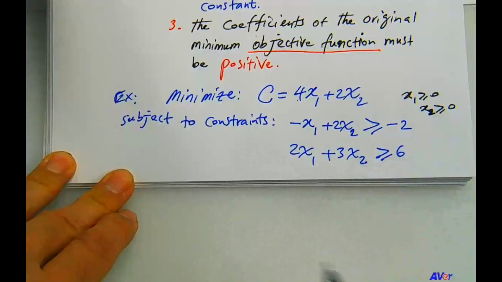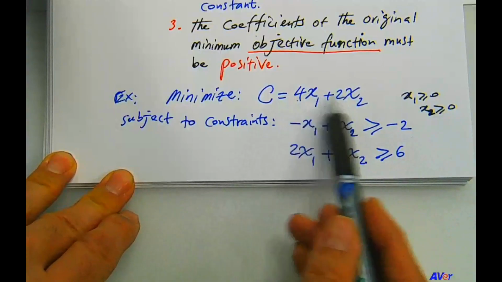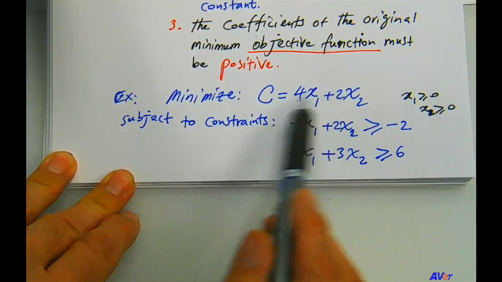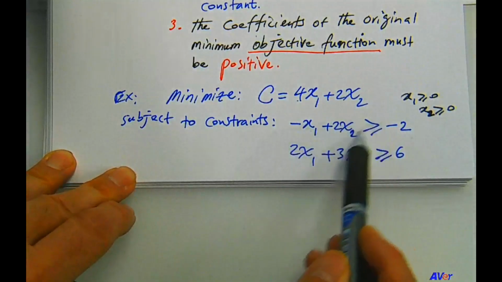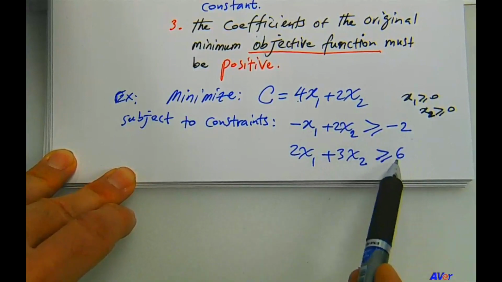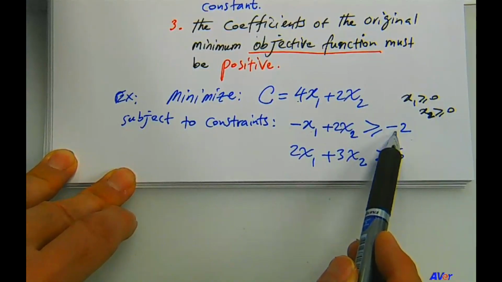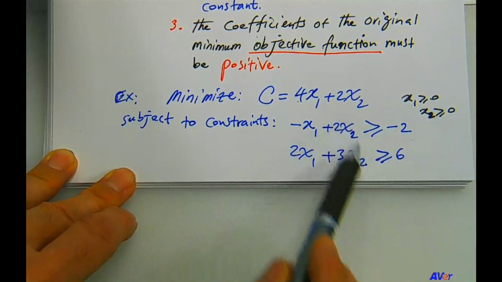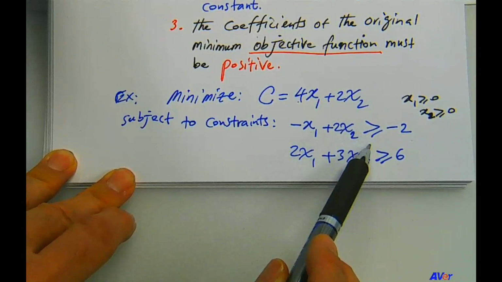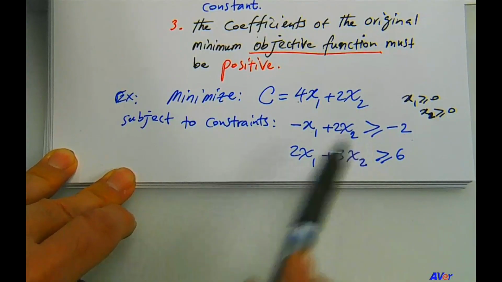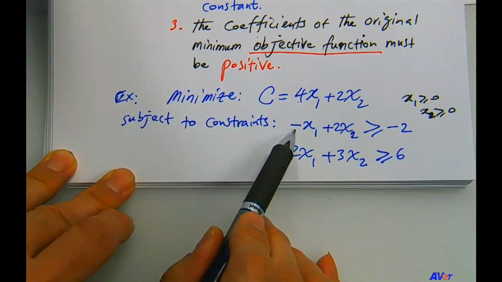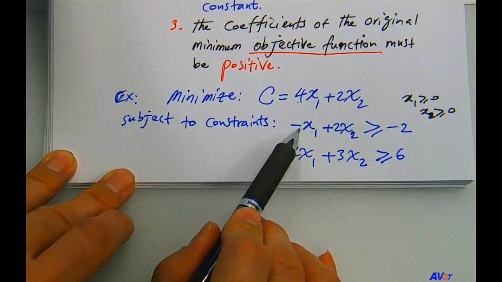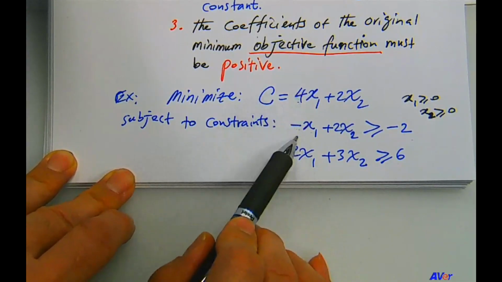So that's a standard minimum problem. The objective function has positive coefficients. The constraint inequalities are greater than or equal to either a positive or a negative constant. So these must be greater than or equal to, not less than or equal to, like you saw with the maximum problem. And here the coefficients can be negative. Not here, but here it's allowed.